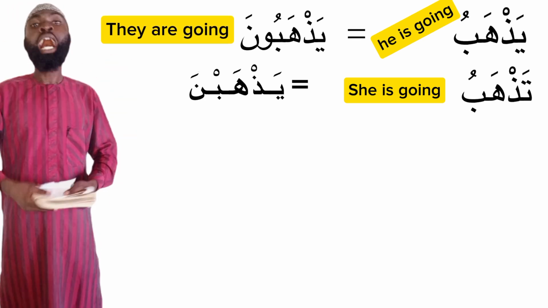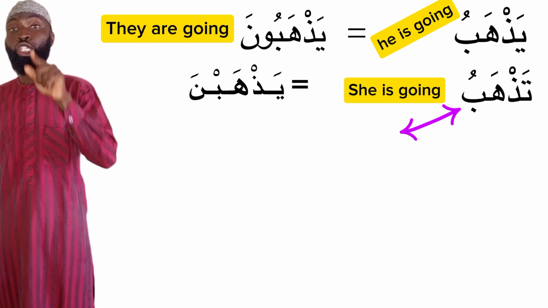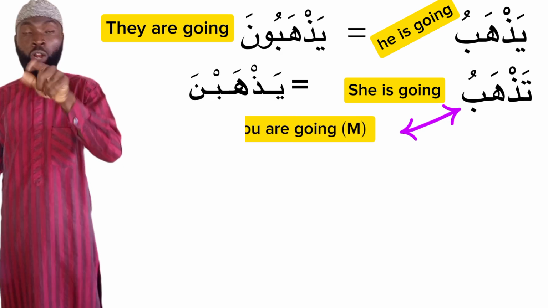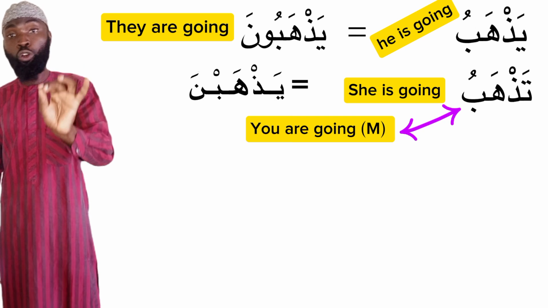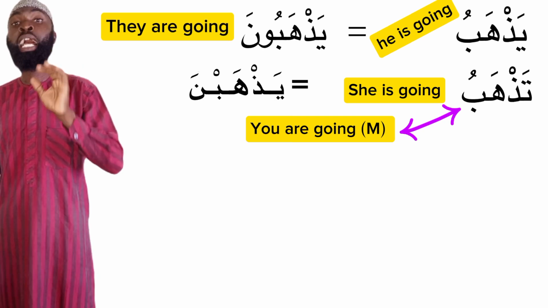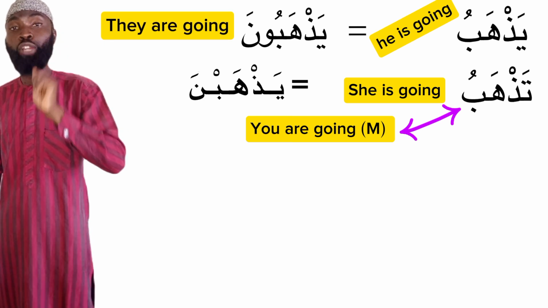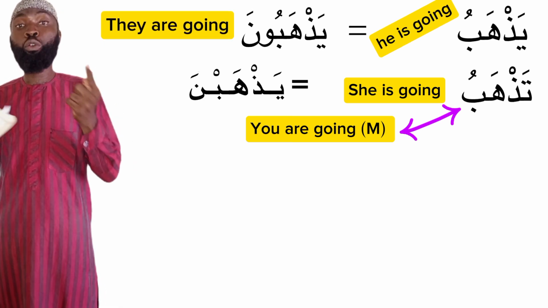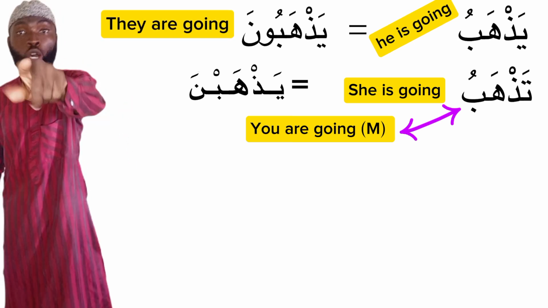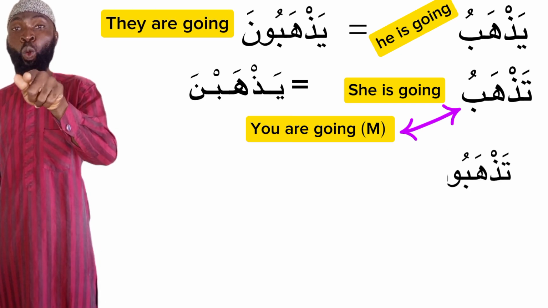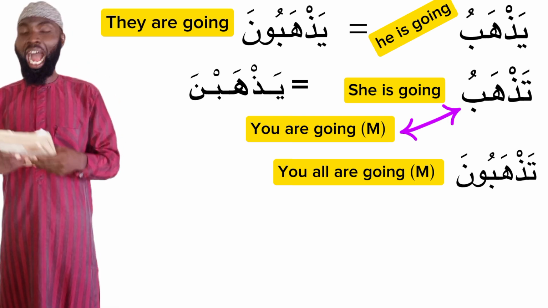This word tadhhabu has another meaning. It also represents the second person singular male. Like when I want to say you male, you are going, you single person, you are going, I will simply say tadhhabu also. This is to say that the word tadhhabu could represent two things. It represents she is going, and also you male, you are going. Now the plural form of you: when you have plenty males and they are the second persons, you want to say you all are going, males, you say tadhhabuna. Tadhhabu, you are going. Tadhhabuna, you all are going.